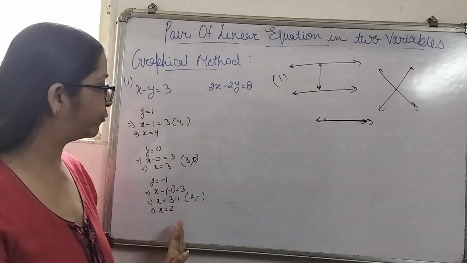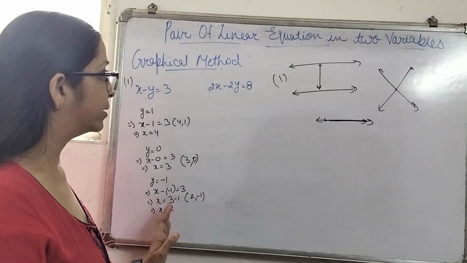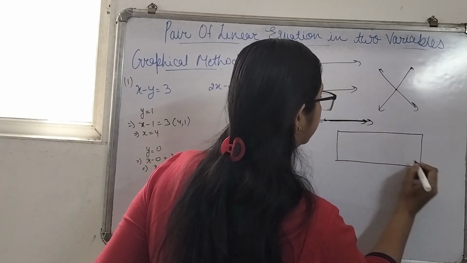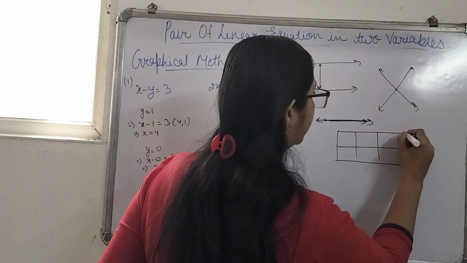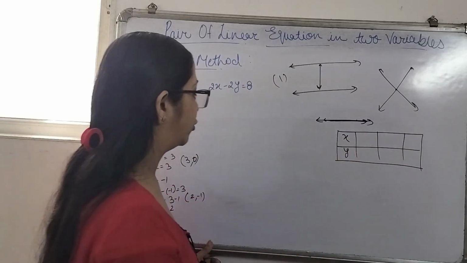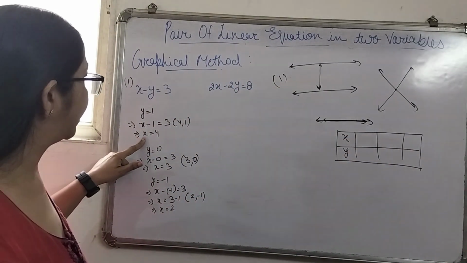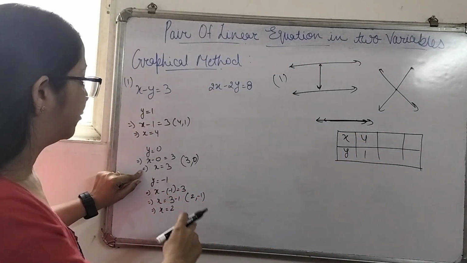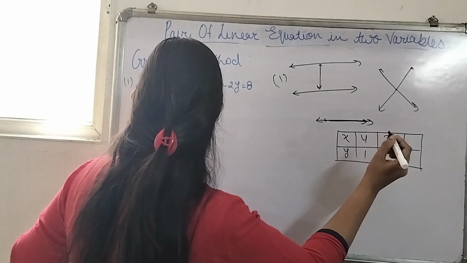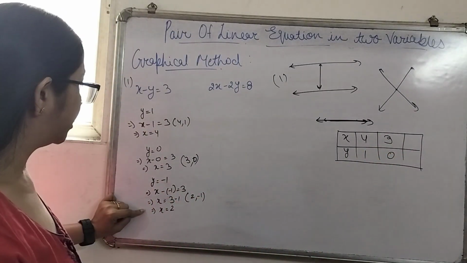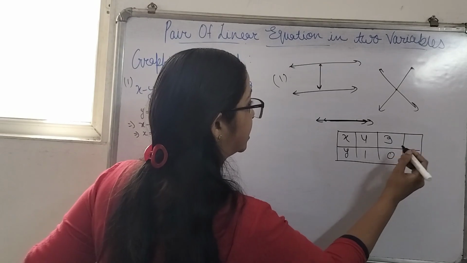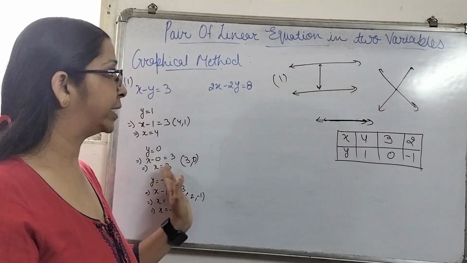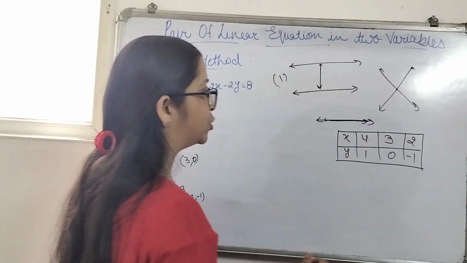So what we will be doing for every equation is taking three solutions. Then we will convert them into tabular form like this. For the first equation, this is the value of x, this will be the value of y. First pair: if the value of x is 4, the value of y is 1. For the second, if x is 3, y will be 0. For the third solution, if x is 2, y is minus 1. If we plot these coordinates on the graph paper, we will get a straight line.